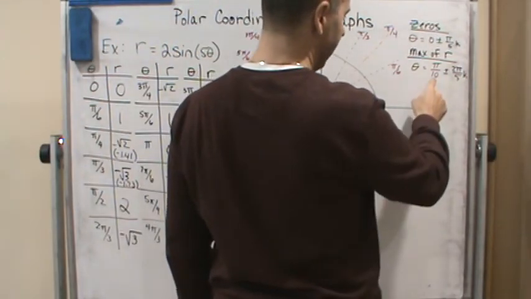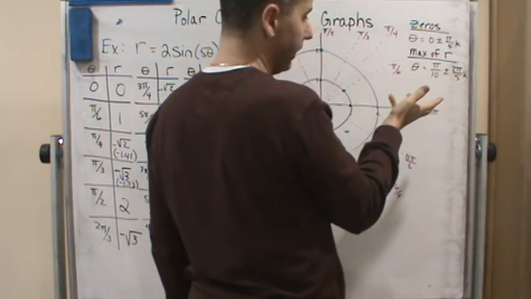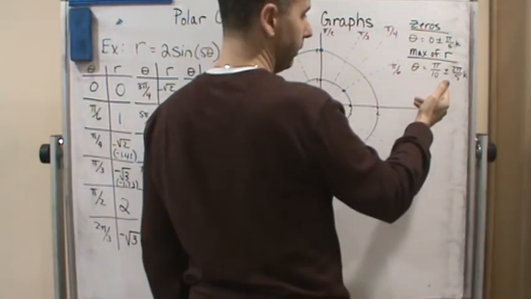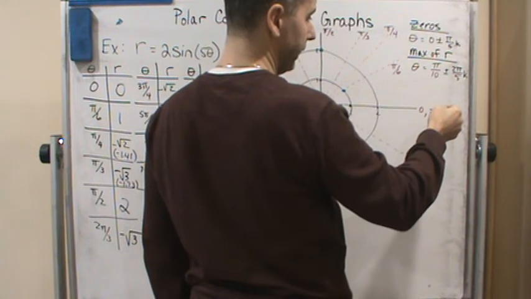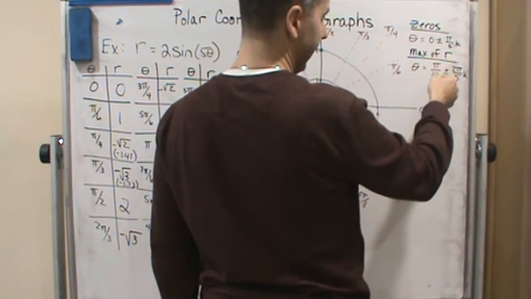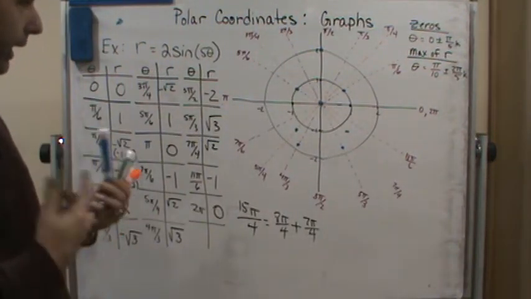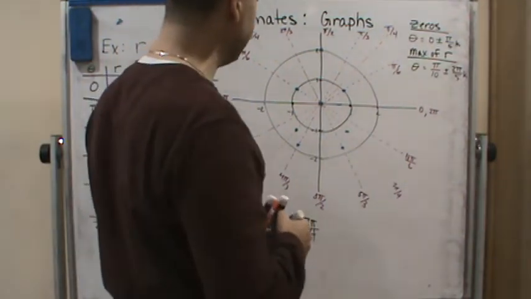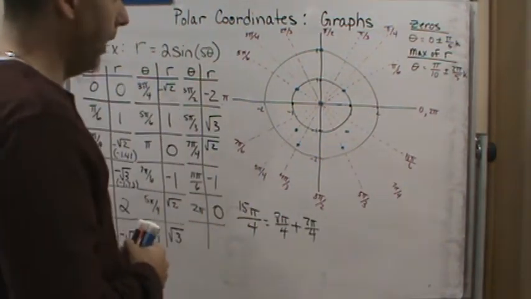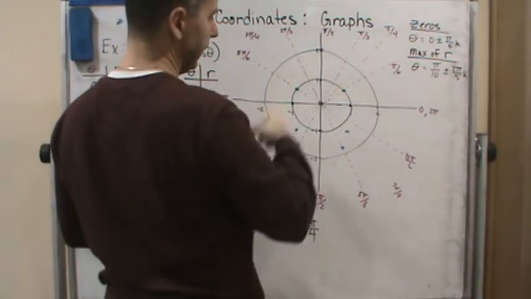So pi over 10, and we want to do the conversion of 180 degrees over pi, right? So 180 degrees for every pi radians. So if we multiply this by that conversion factor, we get 180 divided by 10, which is 18 degrees. Okay, so where's 18 degrees at? Well, every 18 degrees, this is 90 degrees, right?